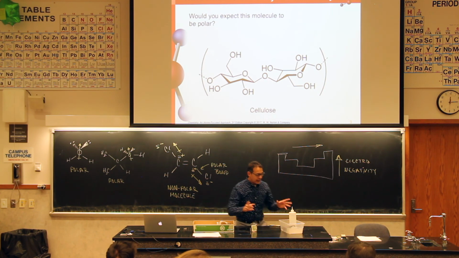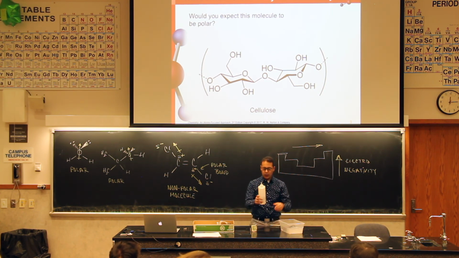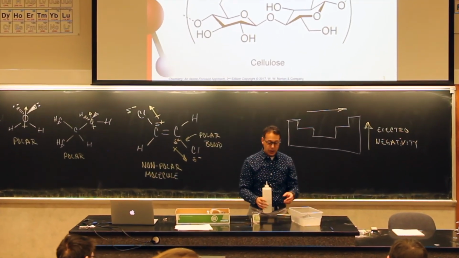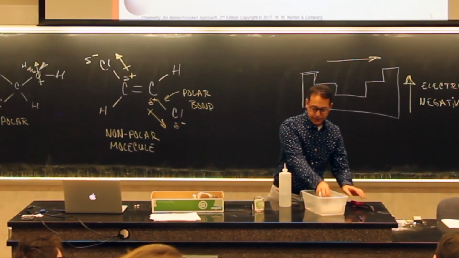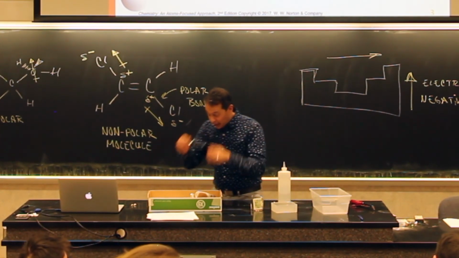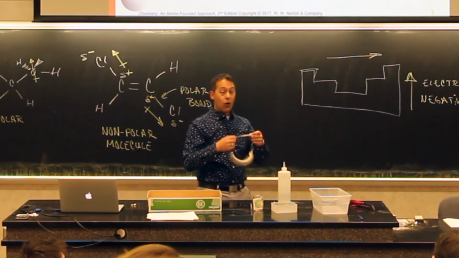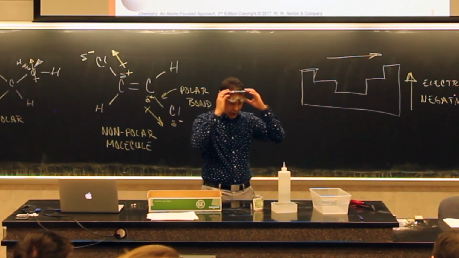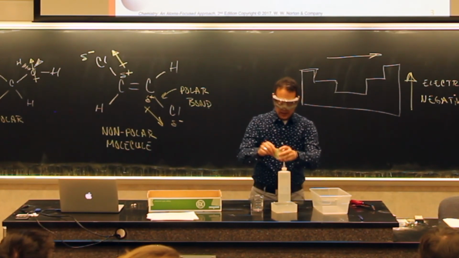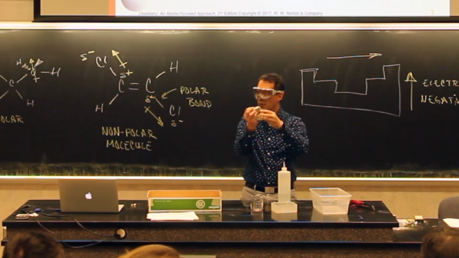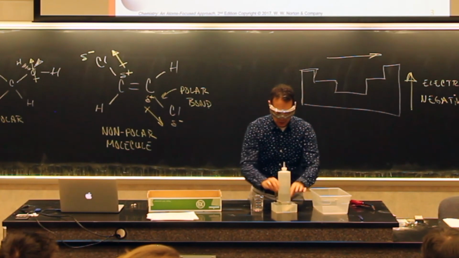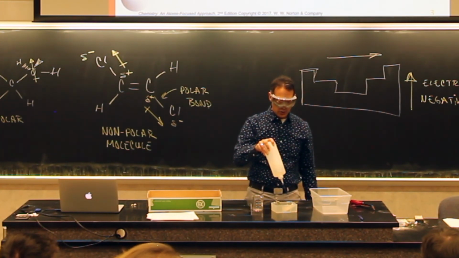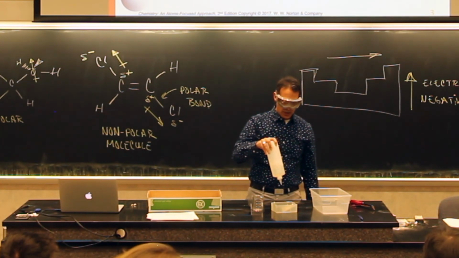Now, what I did before class is I took some isopropyl alcohol and I mixed it with water. I was curious as to whether the isopropyl alcohol or the water is more polar. And so I thought I'll do a test. I'm going to take the cellulose, because it's made out of cotton, and I'm going to take my alcohol and water here and squirt it all over George. George is getting a shower.